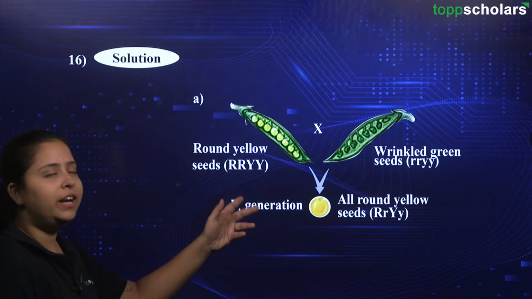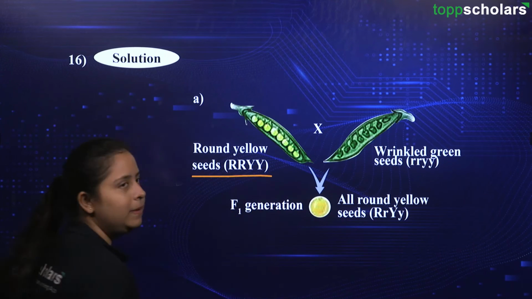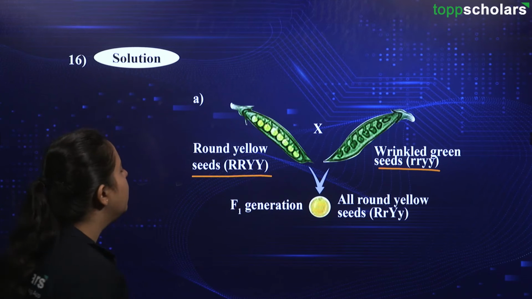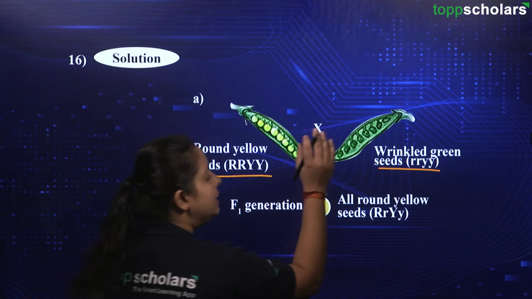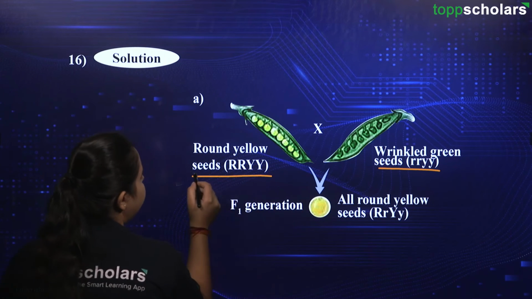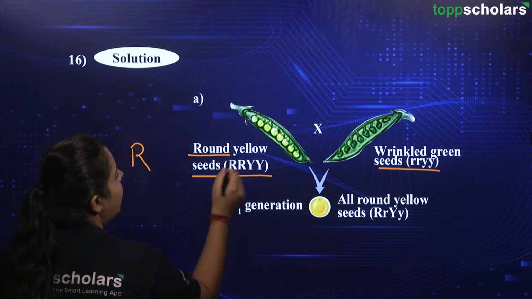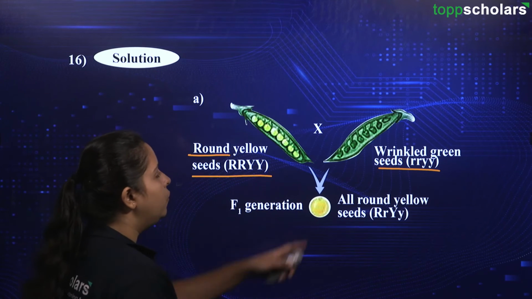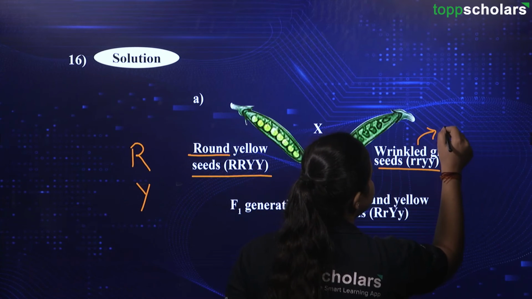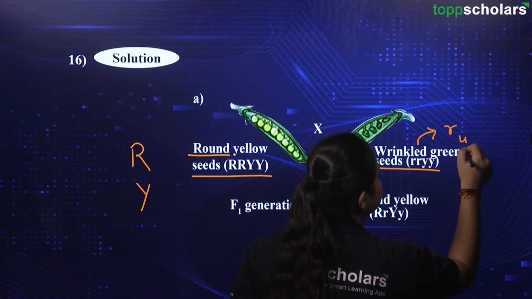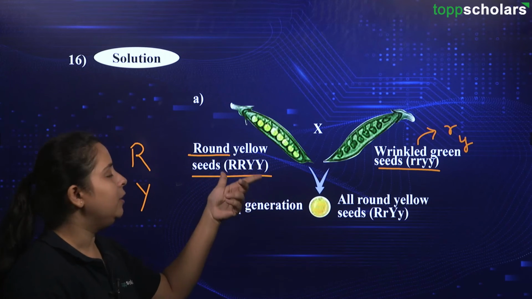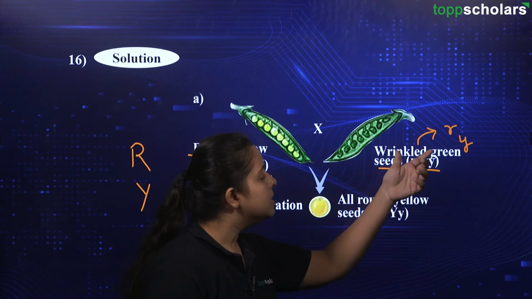First is to show the cross for the F1 generation. Herein round yellow seeds were present from one pea plant, and the other pea plant had wrinkled green seeds. Round and yellow are dominant traits, while green and wrinkled are the recessive traits. So we will represent round by capital R and yellow by capital Y, and over here we will have the small case letters for r and y. So wrinkled we show with small r, and green we represent by small y. Now the homozygous condition: capital R, capital R, capital Y, capital Y, and over here small r, small r, small y, small y.